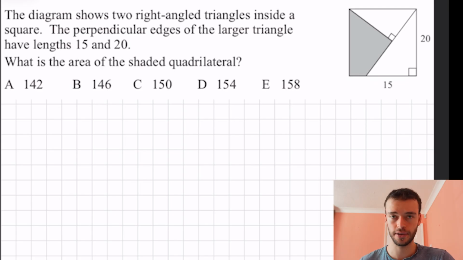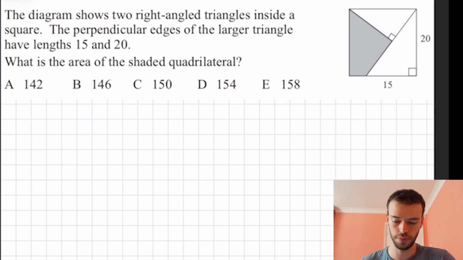So how am I going to find this shaded area? Well, it's not a nice looking quadrilateral. It's not regular, so it's a bit hard to find the area of that. If we were to find the areas of the triangles and sum them together, then we could subtract that from the area of the square, and that would get us the shaded region.